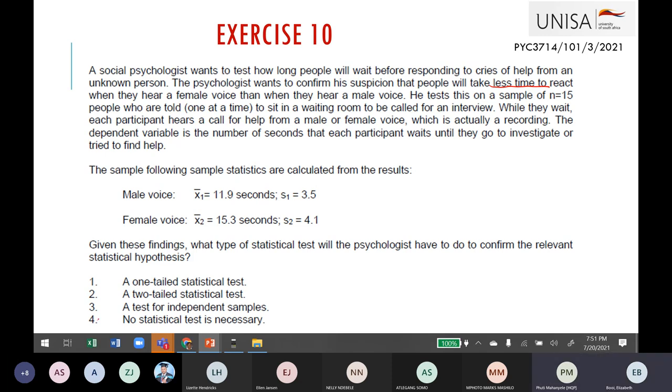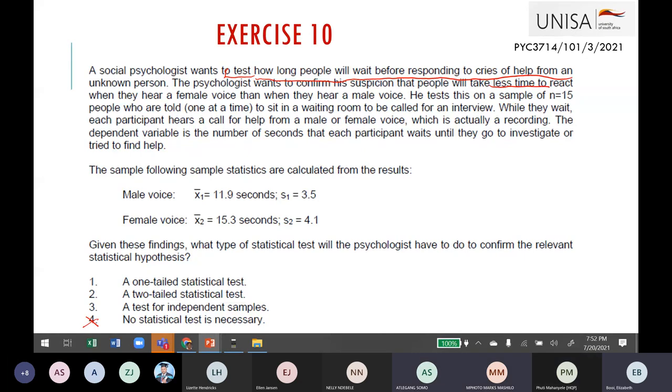But it cannot be nothing. What he's testing is how long people take to assist when they hear a person cry for help. No, it is not saying how long, it just says whether people will take more or less time. But the test is he wants to test how long people will wait before responding to cries. That is what the researcher wants to test.